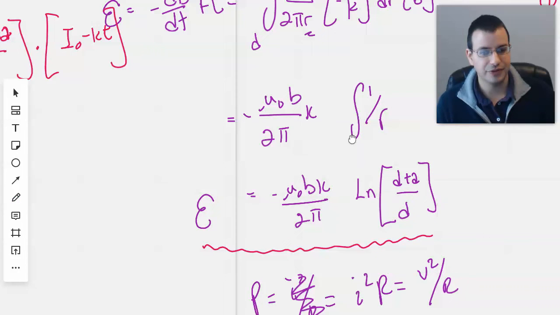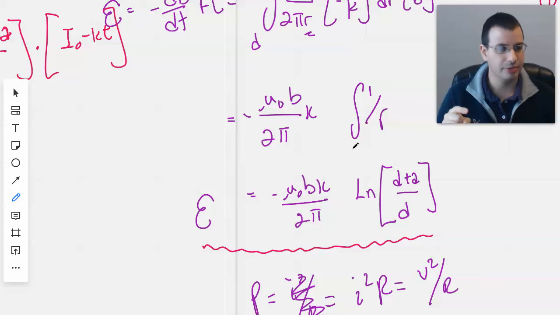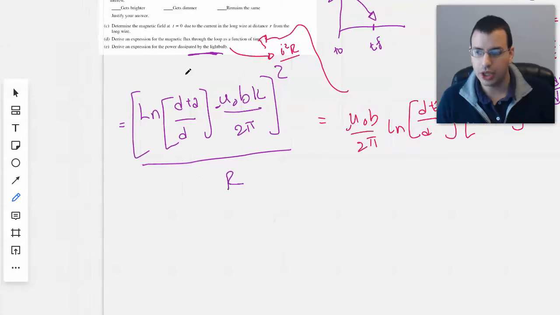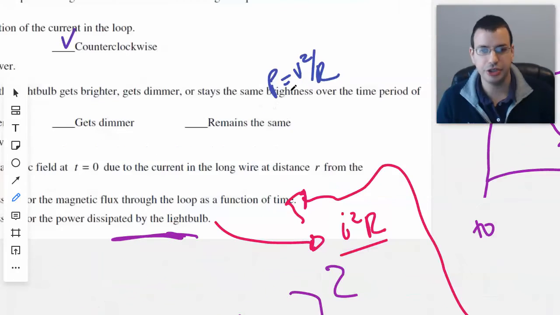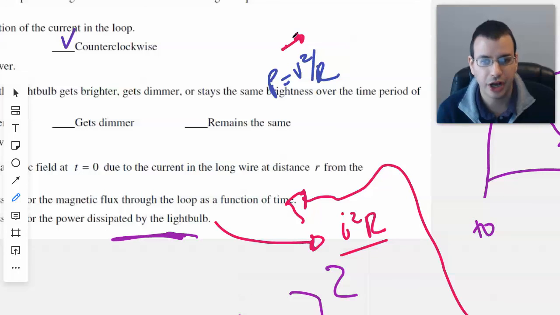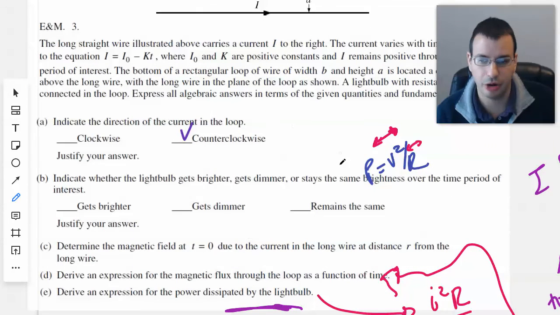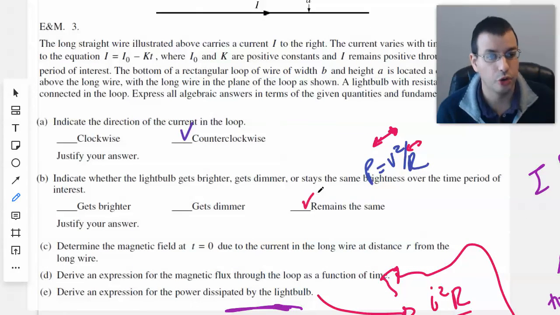The reason it's independent of time is because even though the current depends on time, the change in current with respect to time is constant. And so we have a constant voltage, therefore the constant voltage squared is also constant, resistance is constant, and therefore the power dissipated will be constant, and therefore the brightness of the bulb will also remain constant.